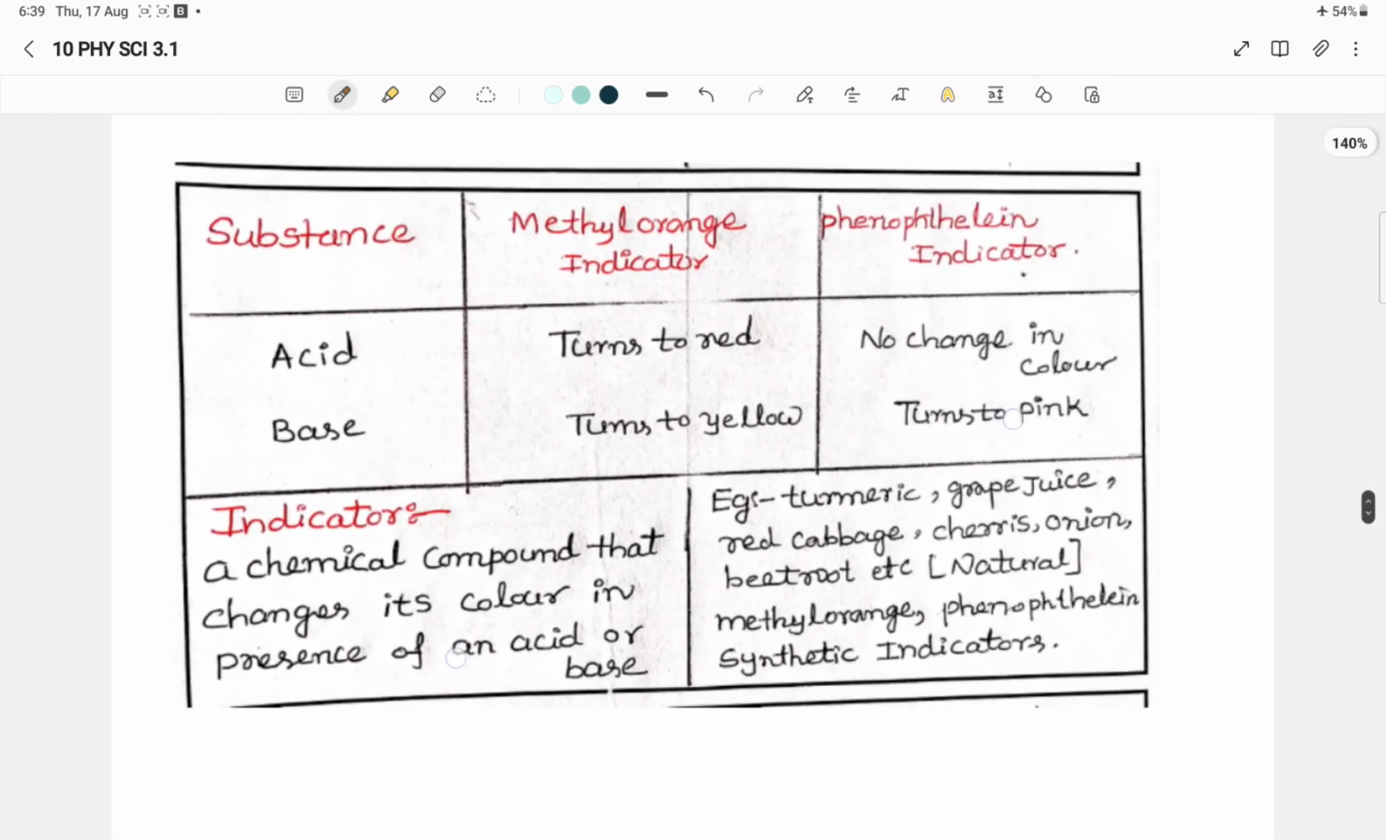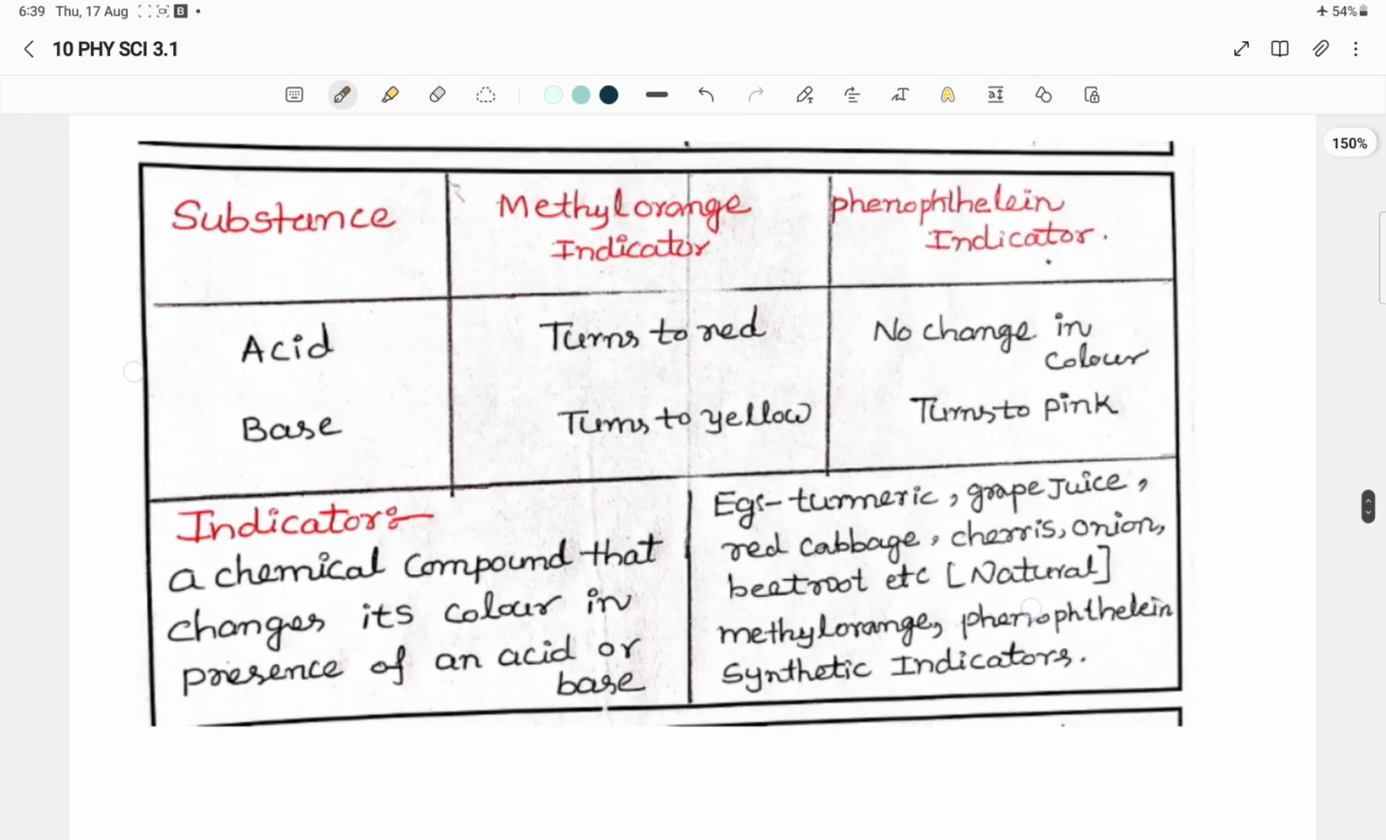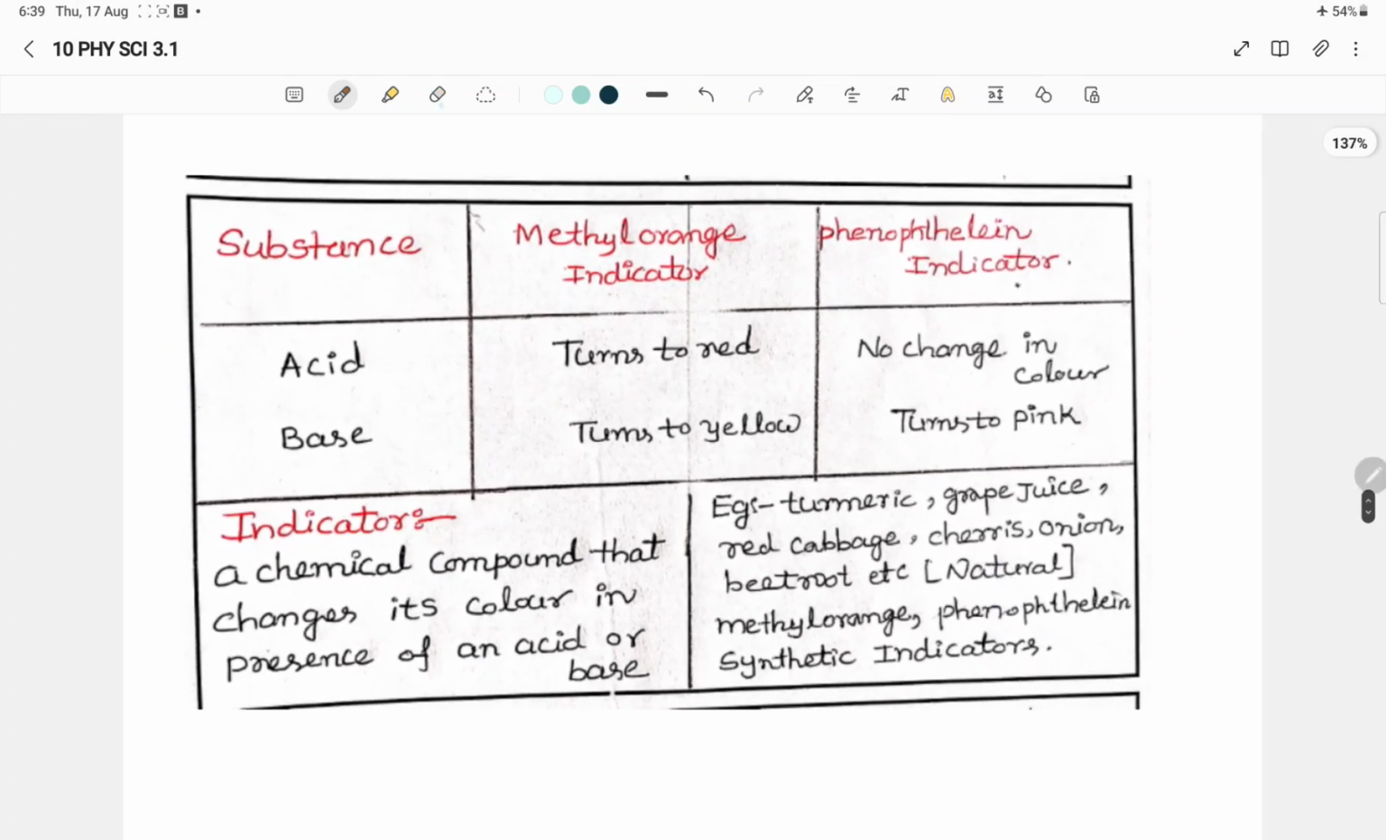Next, indicators. An indicator is nothing but a chemical compound that changes its color in the presence of acid or base. In the presence of acid or base, the chemical compound changes its color. That is called an indicator.